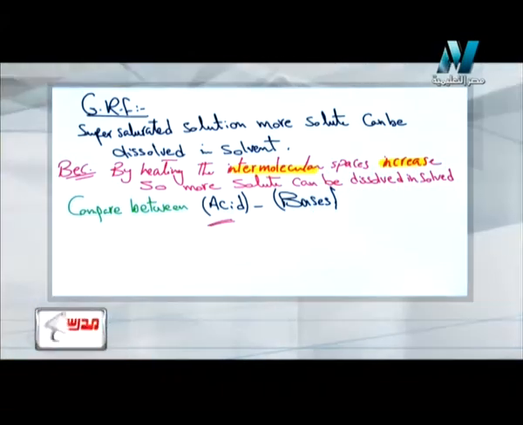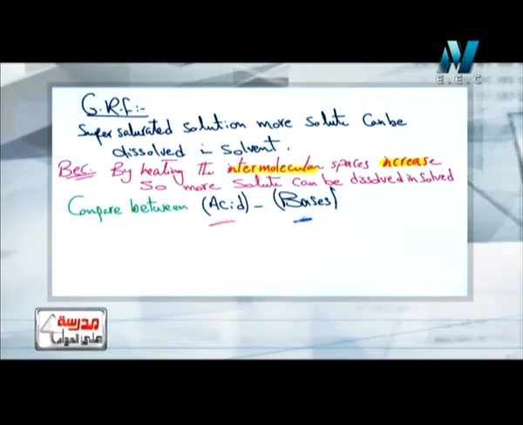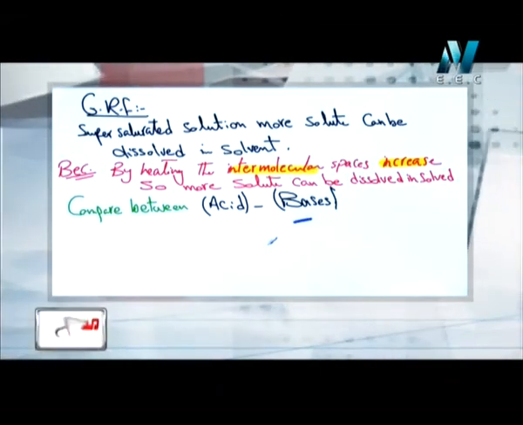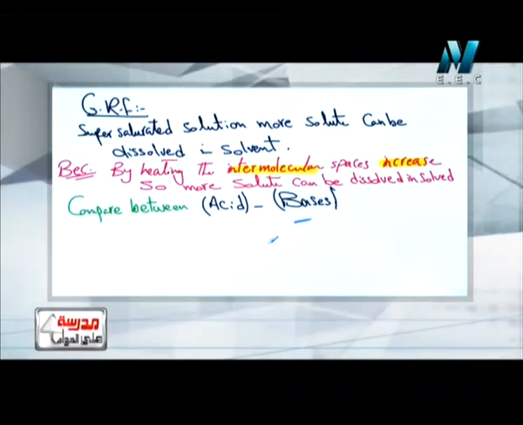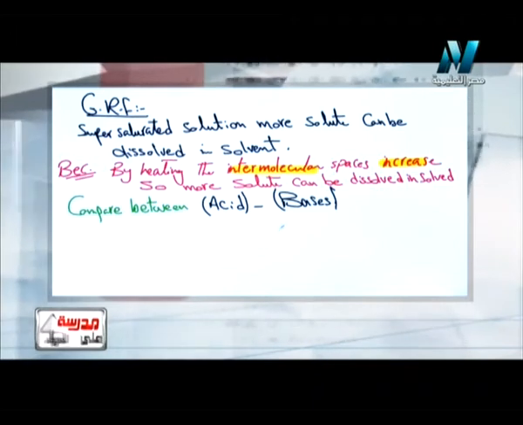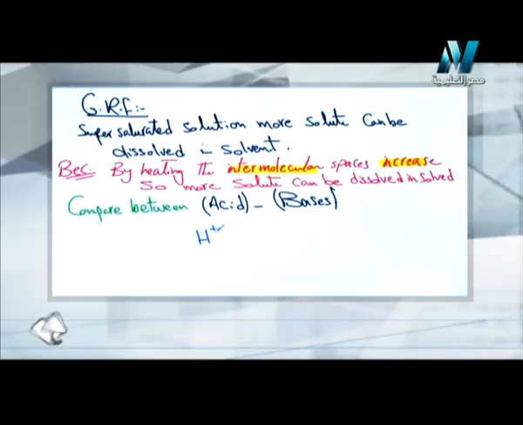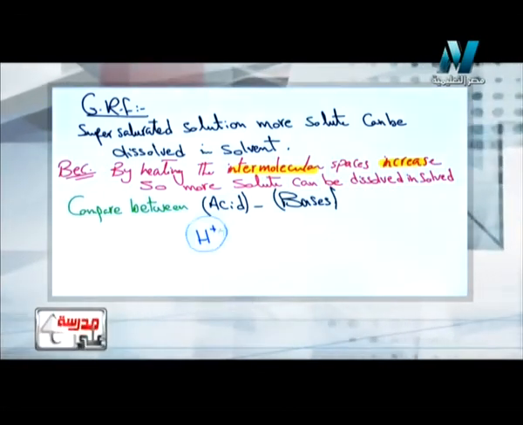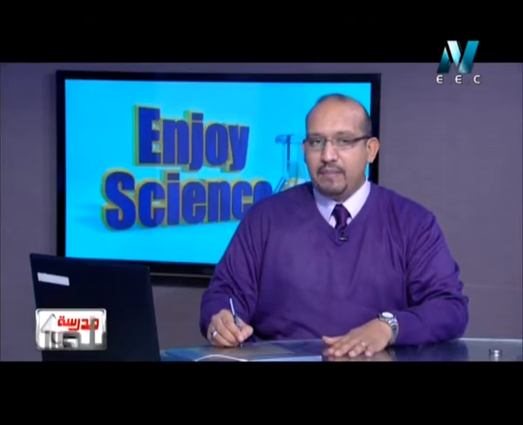Bases change litmus paper into what here, dear students? Into blue. So here we should differentiate between acids and bases according to the change in the litmus paper. At the same time, acids produce positive hydrogen ion. Produce positive hydrogen ion. Please look at the monitor.